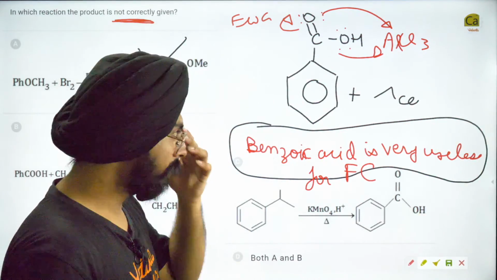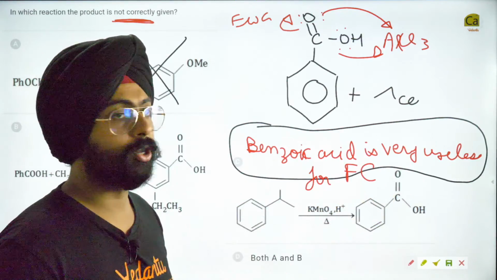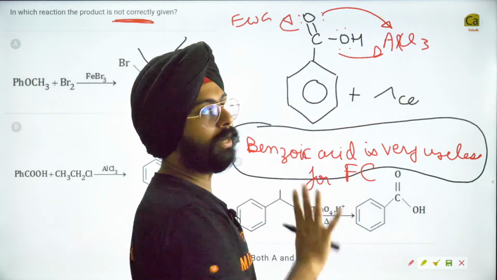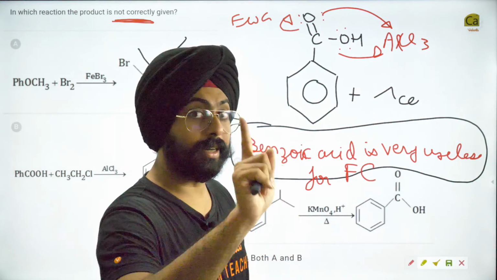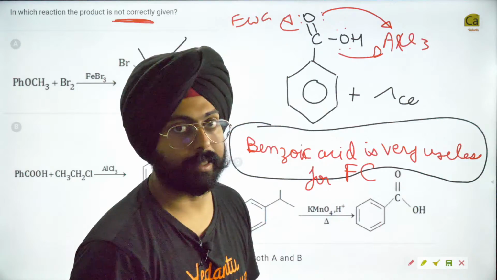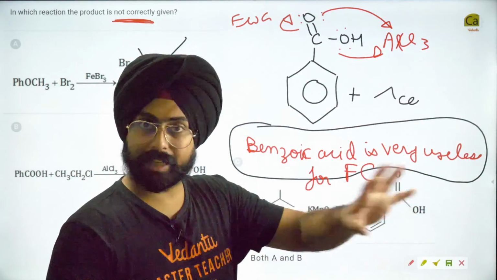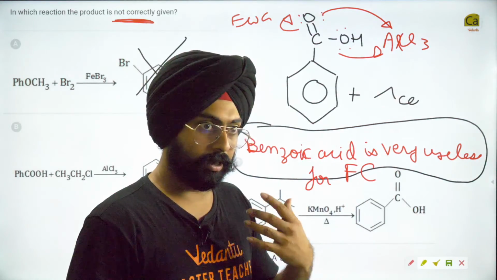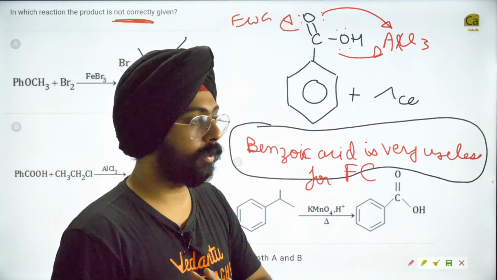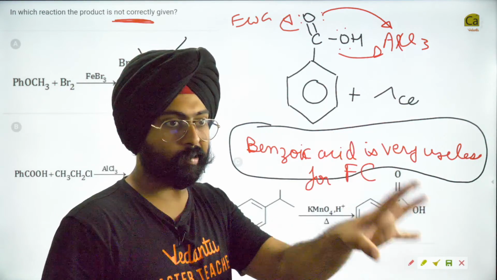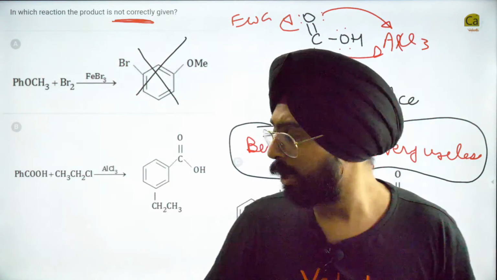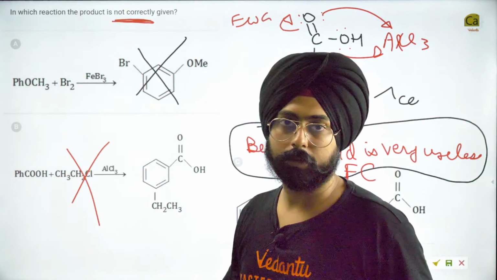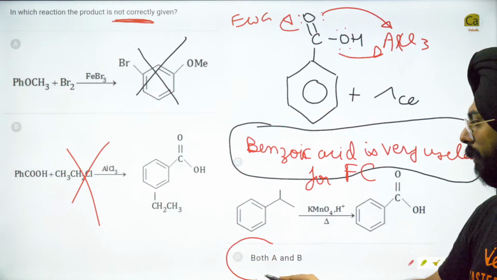So benzoic acid is very useless for Friedel-Crafts. Phenol also doesn't give Friedel-Crafts, even though it is activating. It starts reacting with AlCl3 directly. Aniline, same thing. It is activating, but starts reacting with AlCl3 directly. Phenol and aniline are very bad for Friedel-Crafts. For benzoic acid it is still possible; if in the laboratory you force it, it will happen. But in your books, in theoretical knowledge, we say that it is not possible. So this particular product is actually not possible. So both A and B are wrong.